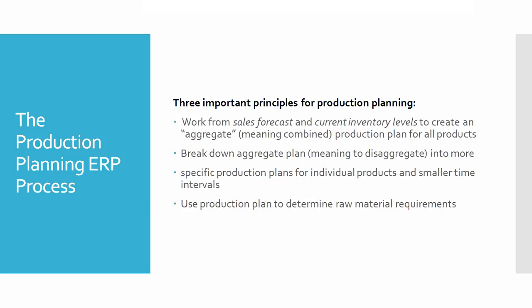Now the production planning ERP process. Three important principles for production planning: first, work from sales forecast and current inventory levels to create an aggregate, meaning combined, production plan for all products. The second is to break down the aggregate plan, meaning to disaggregate into more specific production plans for individual products and a smaller time interval. And third is to use the production plan to determine raw material requirements. So these are the three important principles for production planning.